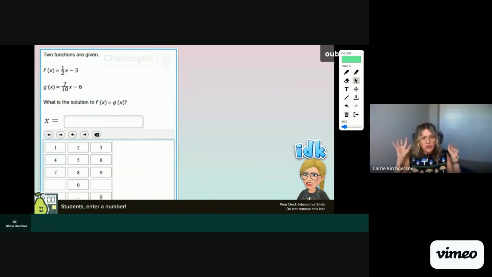Anyway, moving right along. Two functions are given. f of x is 1/2 x minus 3. g of x is 7/10 x minus 6. What is the solution to f of x equals g of x? Give me a thumbs down if you don't know how to do this. Give me a thumbs up if you do know how to do this.